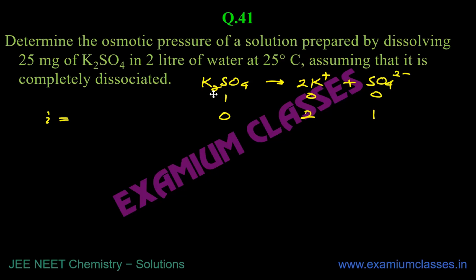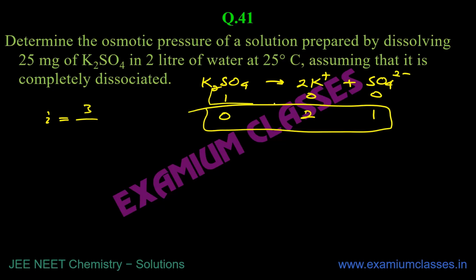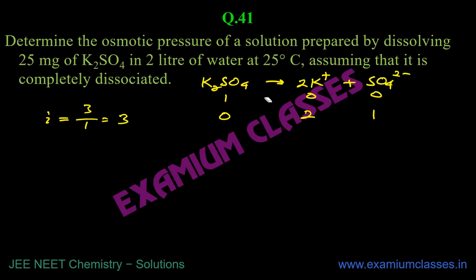You know, I'm saying again and again, I is the number of moles after dissociation divided by the number of moles before dissociation. So number of moles after dissociation, total you have 3, divided by number of moles before dissociation, total you had 1. So it is 3. So by this time, I think everyone should be very clear about it. Okay. Now, osmotic pressure we are talking about, obviously we will say pi equals iCRT. What we have to calculate is the osmotic pressure. So we know i is 3, C we can calculate.